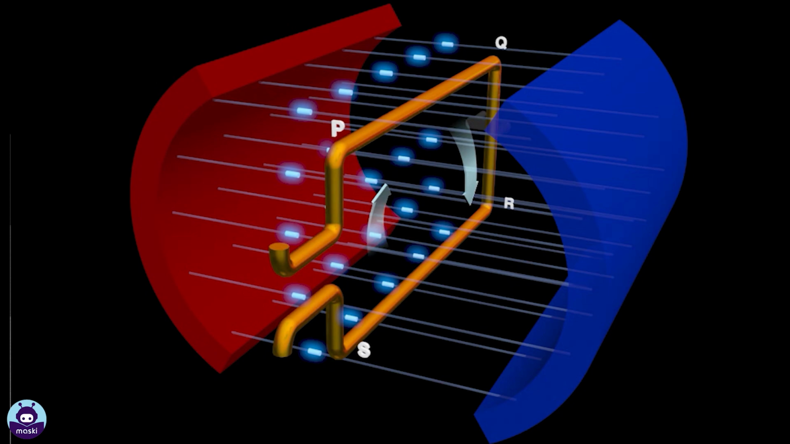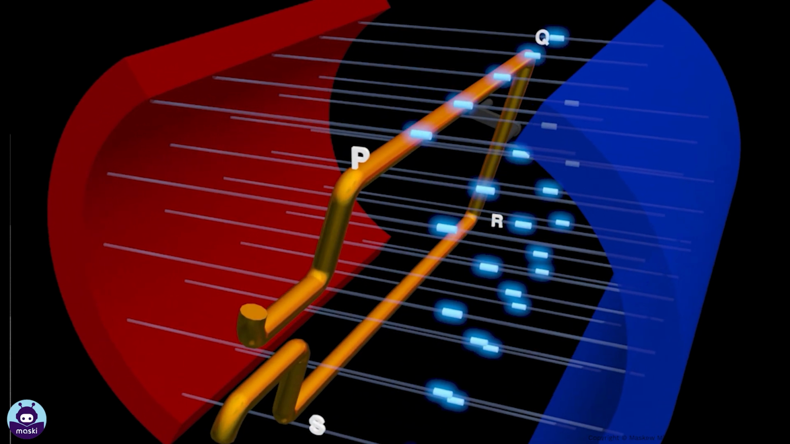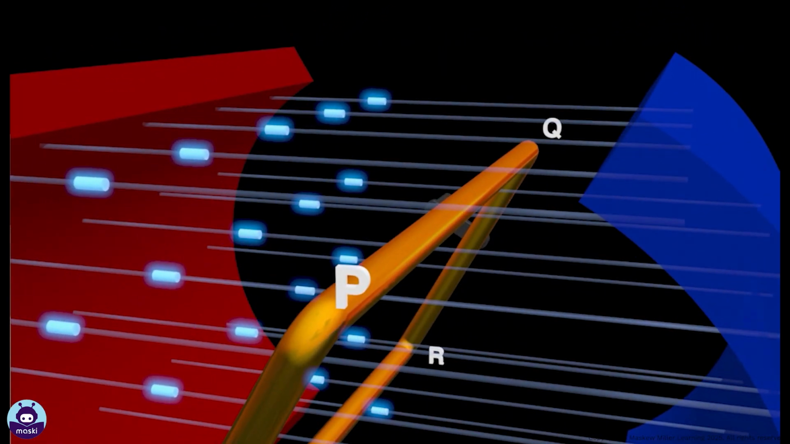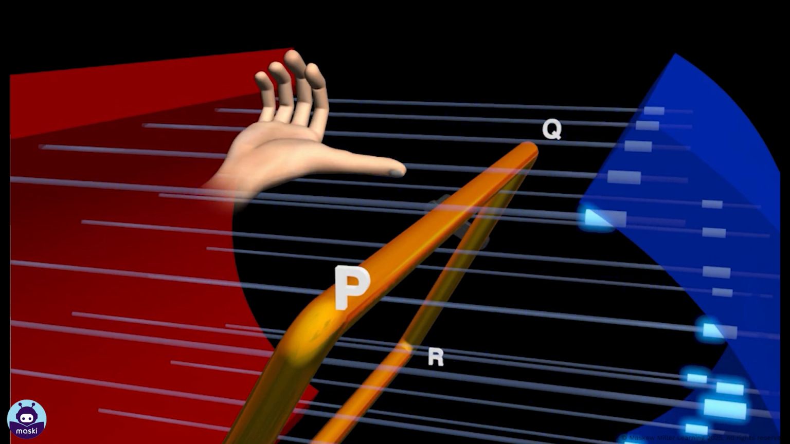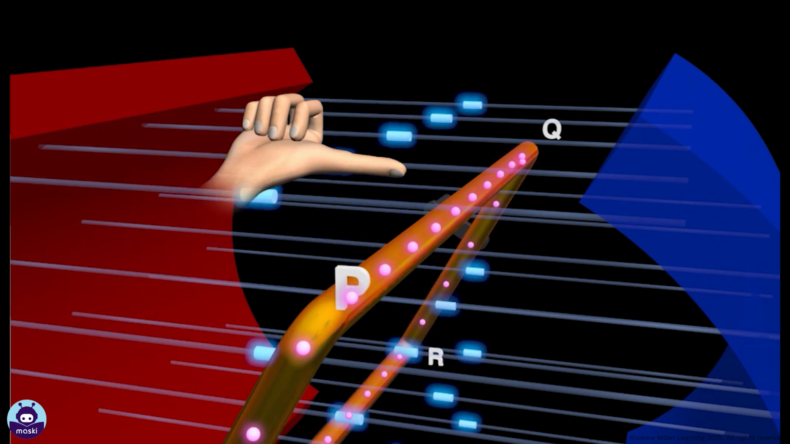This induces a current in the upper section of the coil PQ, whose direction is such that it produces a magnetic field that opposes the change, that is, the decrease in flux. The induced magnetic field needs to be towards the right, and the current will therefore flow from Q to P. The direction of current is given by the right-hand thumb rule.